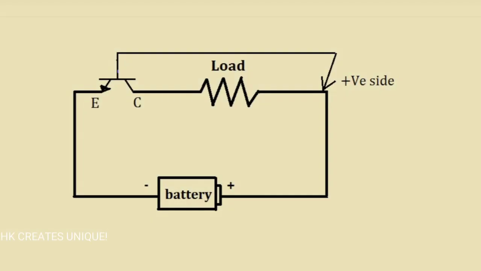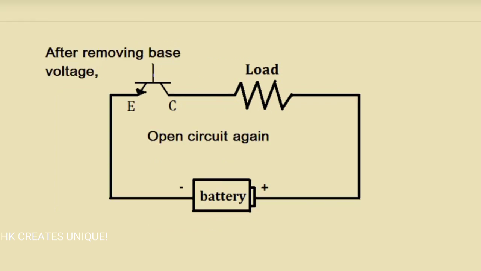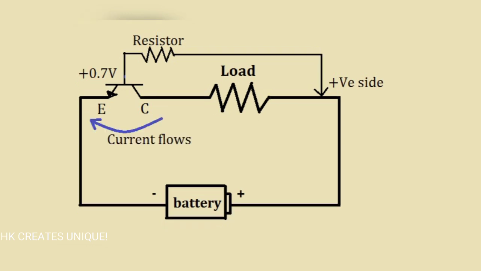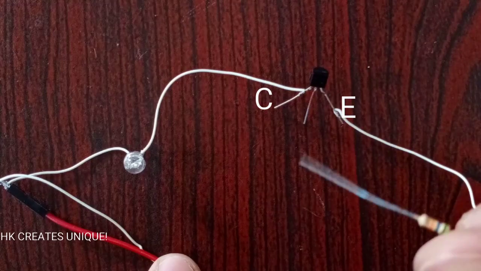Now the question is how to give the base voltage. Well, we can connect the base to the positive terminal of the power supply, but we know that at the base it requires only 0.7 volts and the power supply voltage is more than 0.7 volts. That's why we need to use a resistor to reduce voltage to 0.7 volts. Hence, if you connect like this, the transistor will act like a closed key.